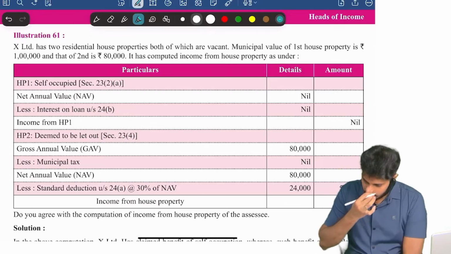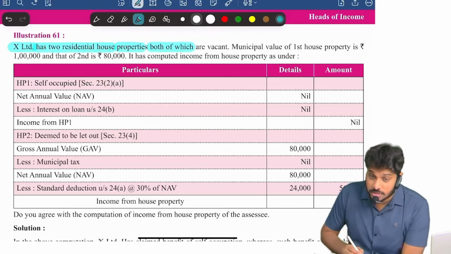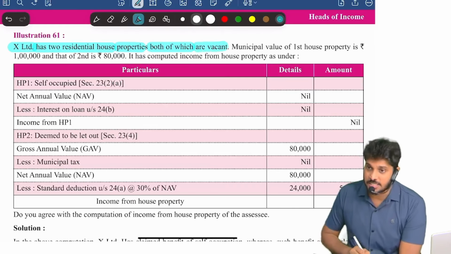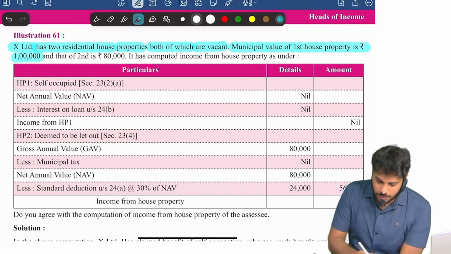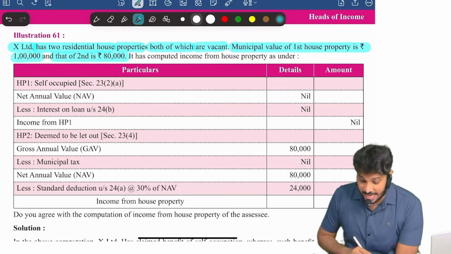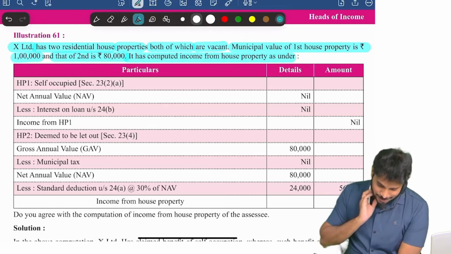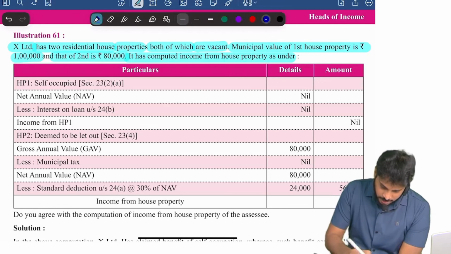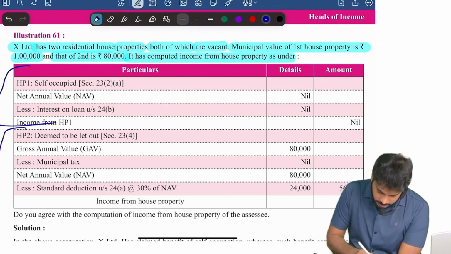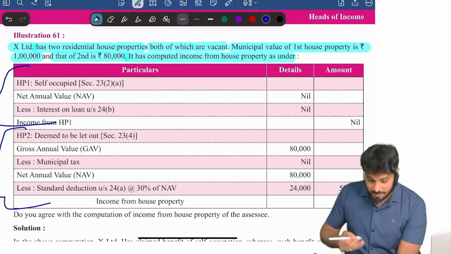X Limited has 2 residential house properties, both of which are vacant. Municipal value of the first house is 1 lakh and that of the second house is 80,000. It has computed income from house property as below. Oh, they only computed. X Limited has 2 houses. This is house property 1, this is house property 2. For these house properties they gave a computation.